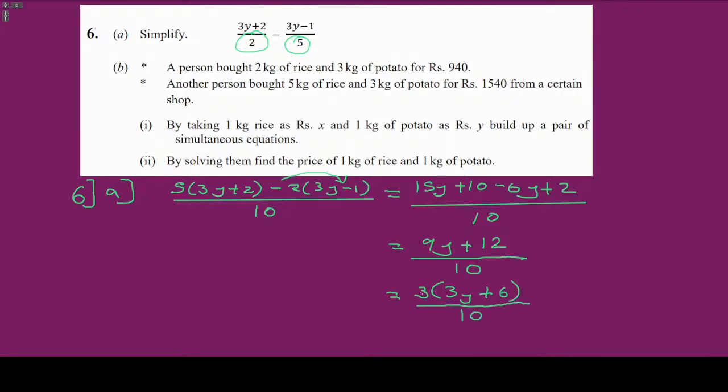Here we cannot cancel 3 and 10. This 3 and this 10 cannot be cancelled because they are not coming in the same times table. But at times in some questions you will get numbers in the numerator and denominator where you can cancel. For an example, after factorizing, if you get a number like 2 here, then you can cancel. 2 has one 2, 10 has five 2s. But in this question, after factorizing, what we get out is 3. So 3 and 10 aren't coming in the same times table, so no cancelling.